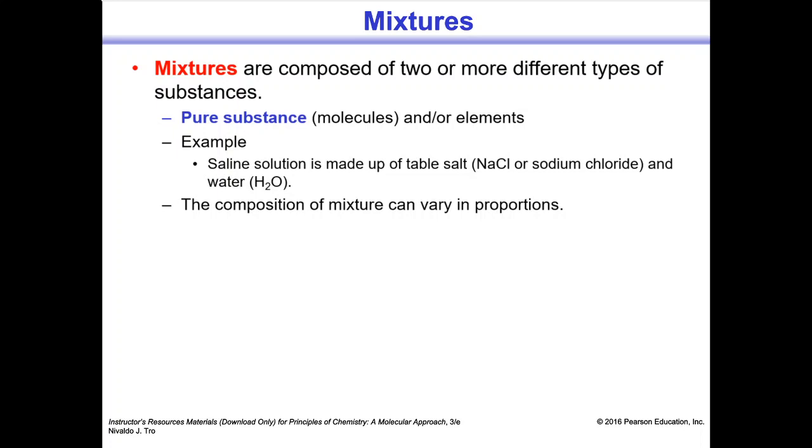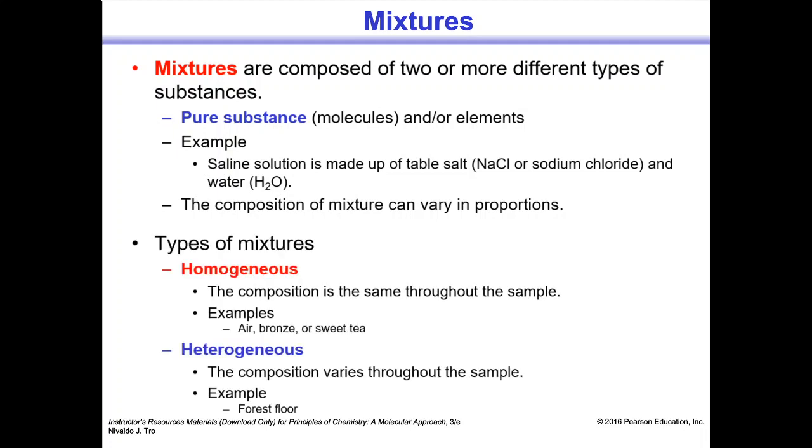What they're trying to say here is that we could have a mixture made up of two pure substances. The example they're giving here would be a saline solution made up of pure table salt and pure water. So those are two pure substances coming together to make a mixture. I think the phrasing there is a little bit confusing, so hopefully that clears that up. It says the composition of the mixture can be in varying proportions, and that's true. We could have a lot of water and a little bit of salt, or a lot of salt and a little bit of water. That would be an example of a mixture.